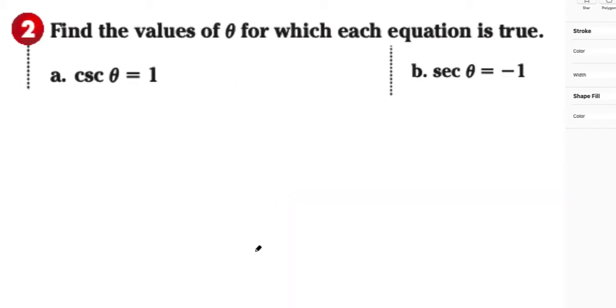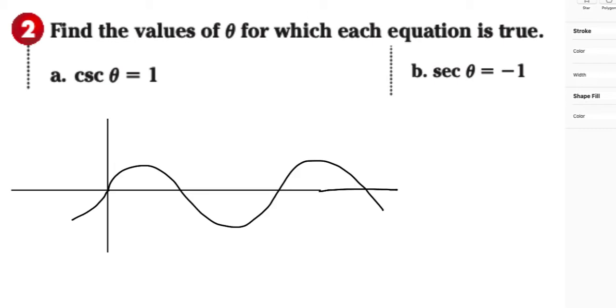So in example 2, we are looking for certain values of the cosecant and secant function. And so we're looking for theta values that are going to make this true. When is the cosecant equal to 1? So I'm going to start off just like we did before with the sine function, its reciprocal function. So I just draw that kind of sloppy sine function, and I'm going to get my vertical asymptotes in here, and that's going to be here.